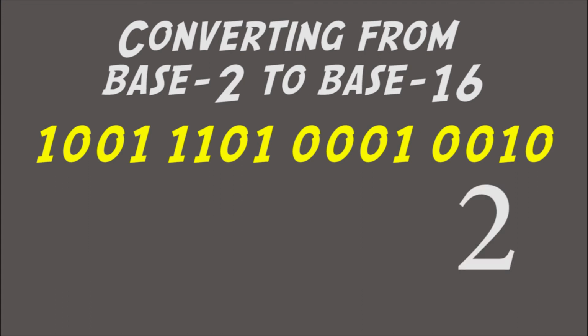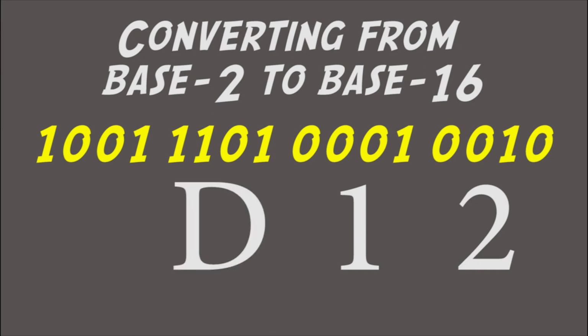0001 only has a 1 in the 1's place, so this is 1. And we already converted 1101 before and found it to be 13. However, it's base 16 now, so this will be D. 1001 has a 1 in the 1's place and a 1 in the 8's place, so this value is 9. We can simply write all our conversions down in the order we were given, and now we're done. Our base 16 conversion is 9D12.